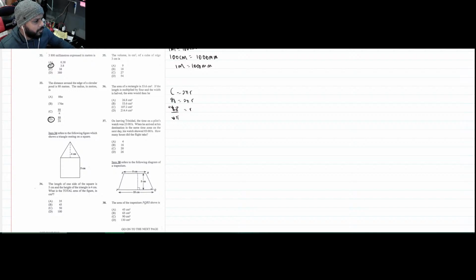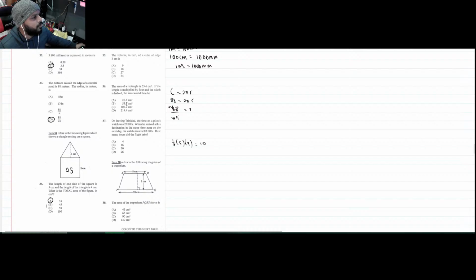Refers to the following, which shows a triangle and a square. The length of one side of the square is 5 and the height of the triangle is 4. What's the total area of the figure in centimeters squared? Right, so the area of the square is 25 and a half base by perpendicular height. So it could be a half 5 by 4, which is a half of 20, which is 10. So the answer is 35.